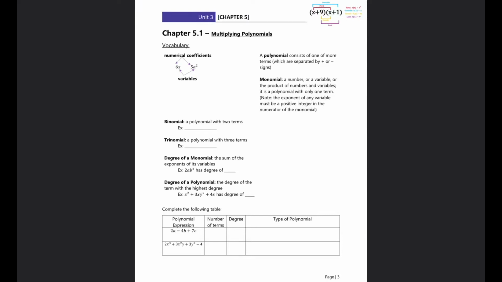Hi everyone, we are moving on to the polynomial unit. Let's start with chapter 5.1, multiplying polynomials.